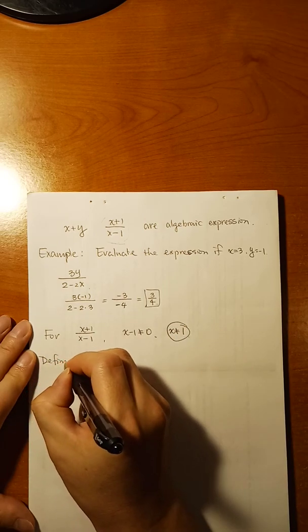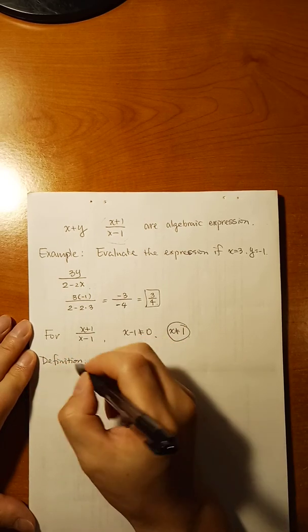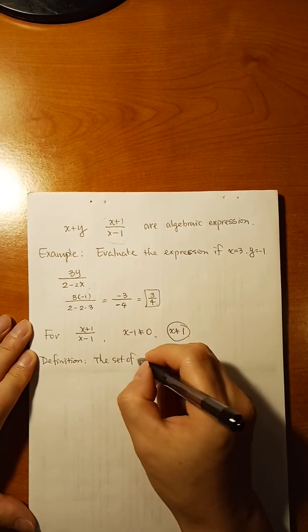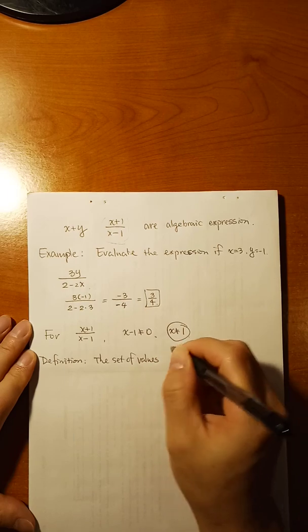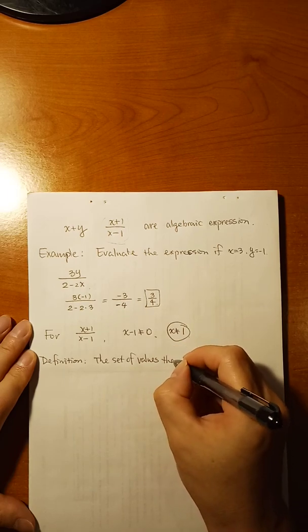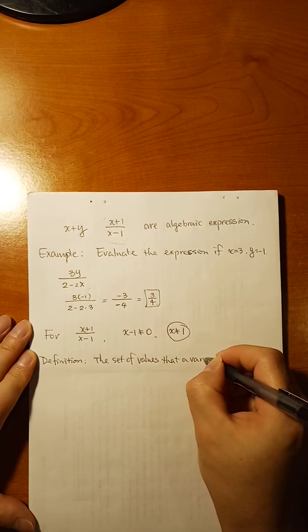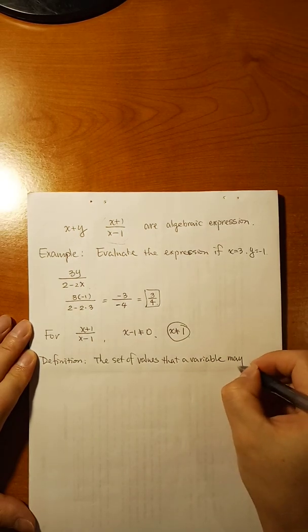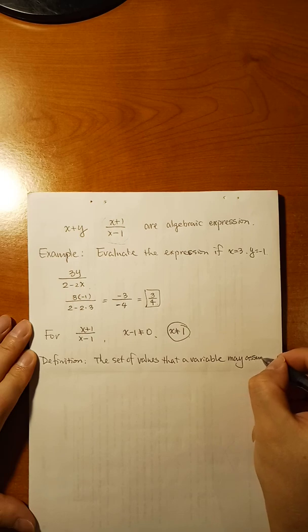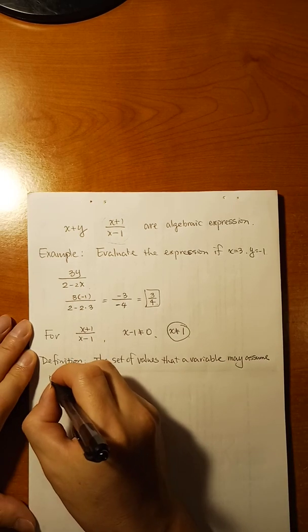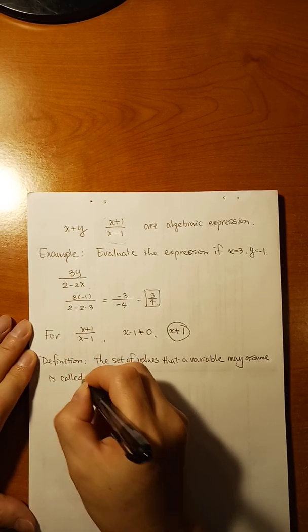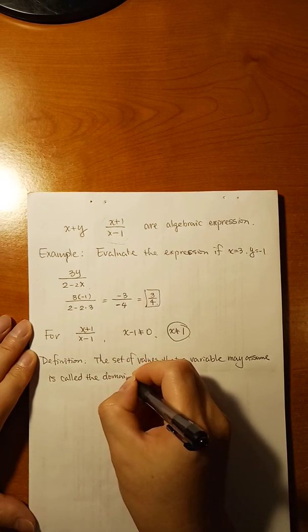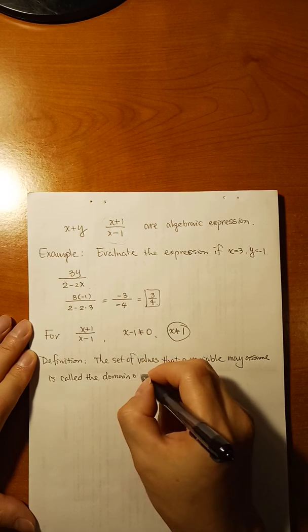The technical definition is the following. The set of values that a variable may assume is called the domain of the variable.